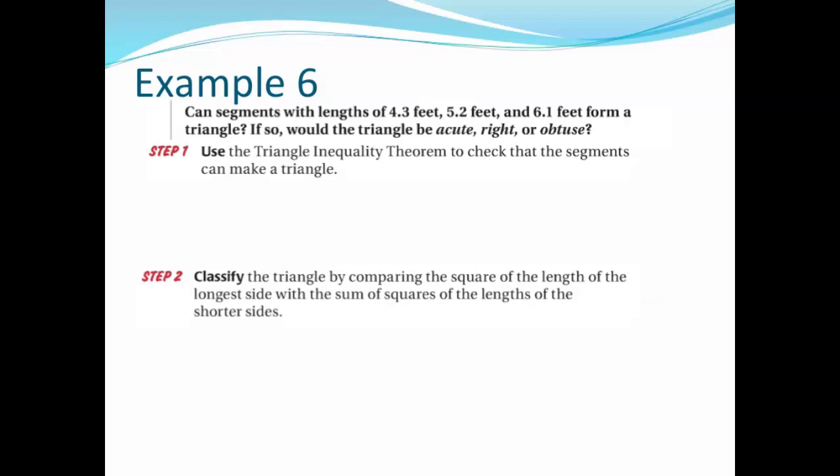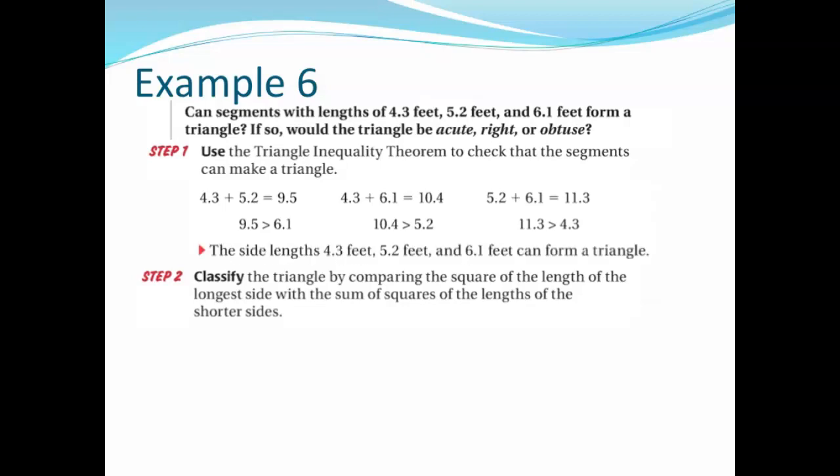So let's check. 4.3 plus 5.2 is 9.5, which is greater than 6.1. 4.3 plus 6.1 is 10.4, which is greater than 5.2. And 5.2 plus 6.1 is 11.3, which is greater than 4.3. So now that we've checked, using the triangle inequality theorem, we can say that these sides can form a triangle.